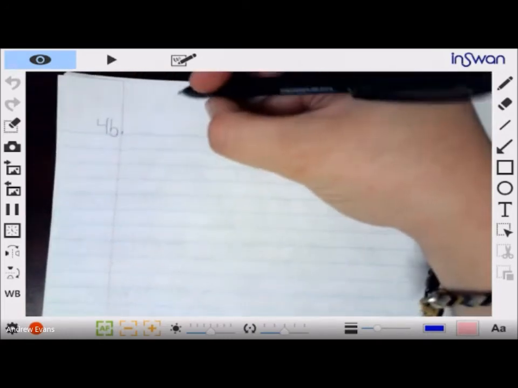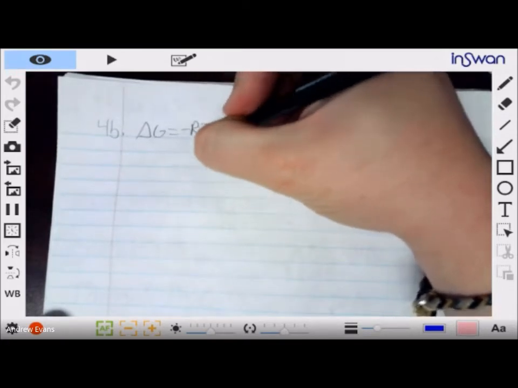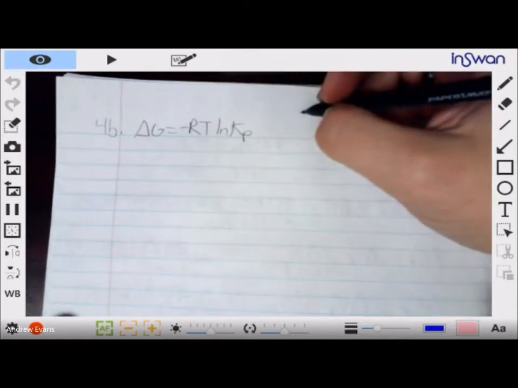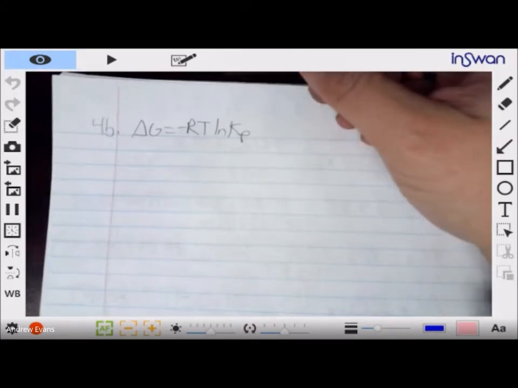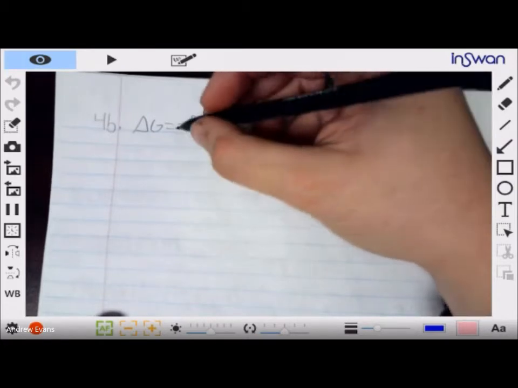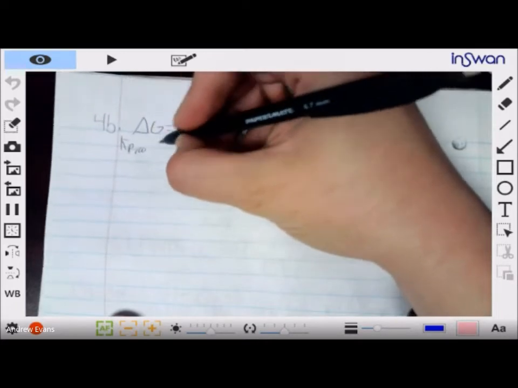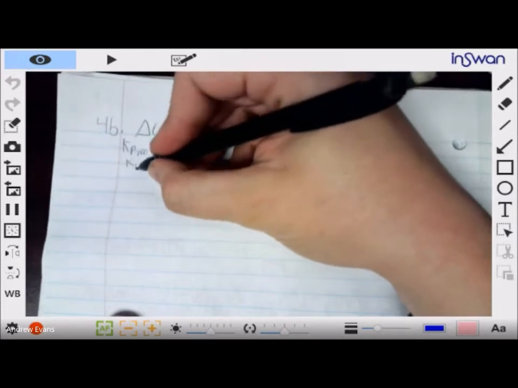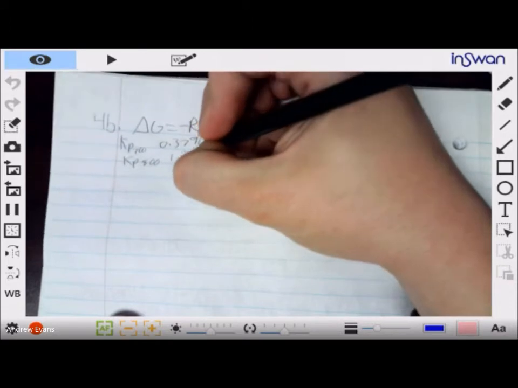For B, we can simply do this. Delta G equals negative RT ln K sub P. Don't overlook the easiest possible thing. We can always find our Gibbs at a temperature using this. So remember our K sub P at 700 is 0.3790. And our K sub P at 800 is 1.2825.